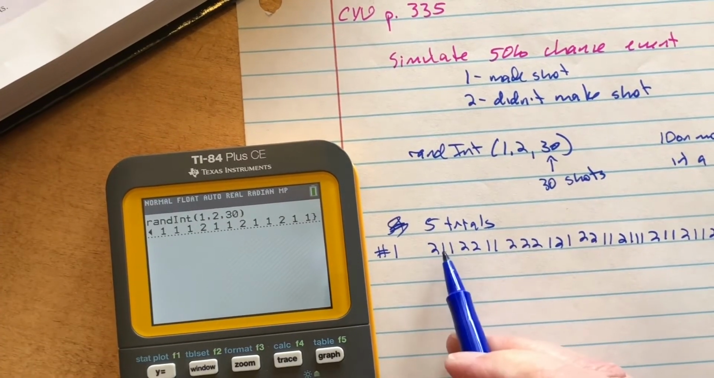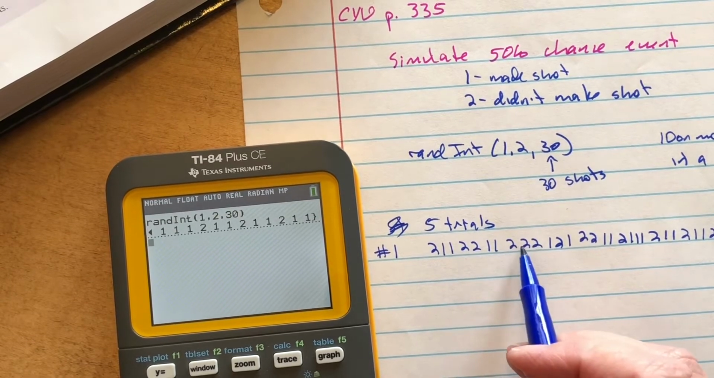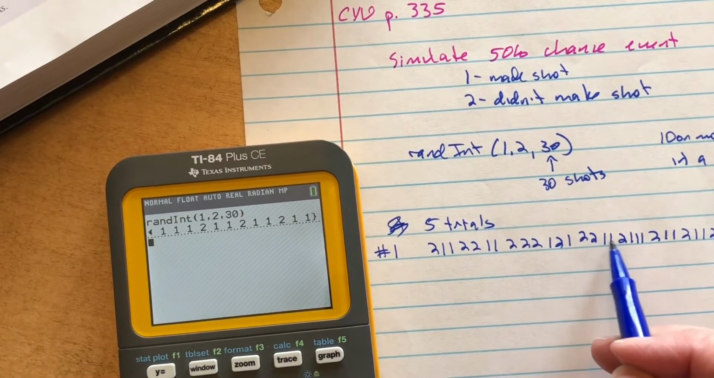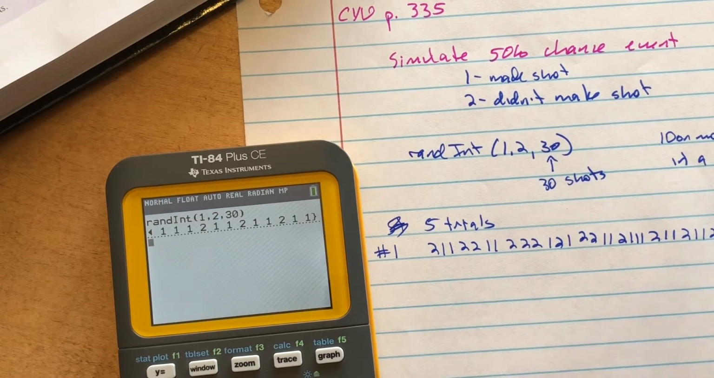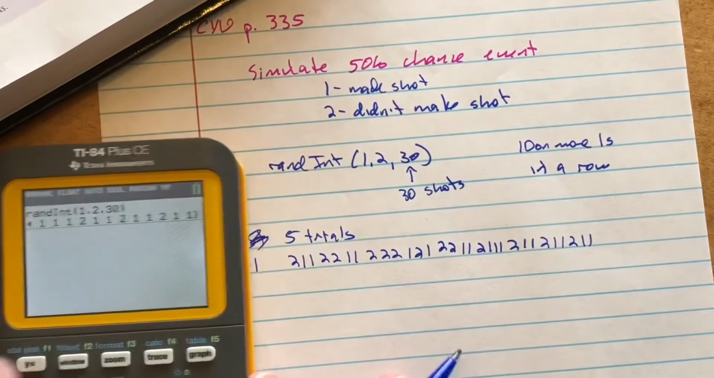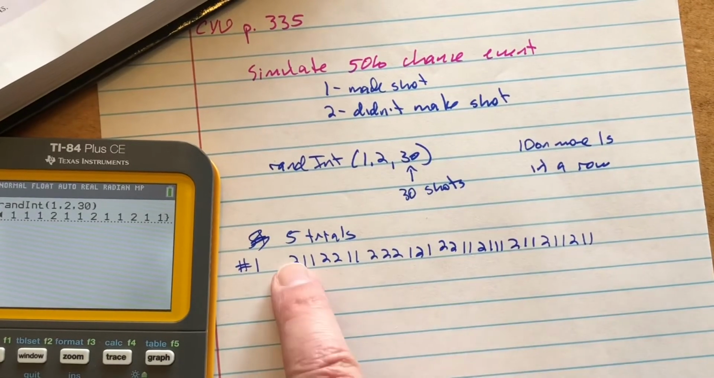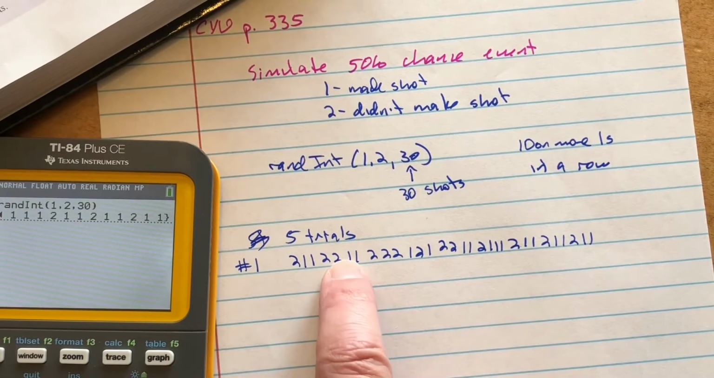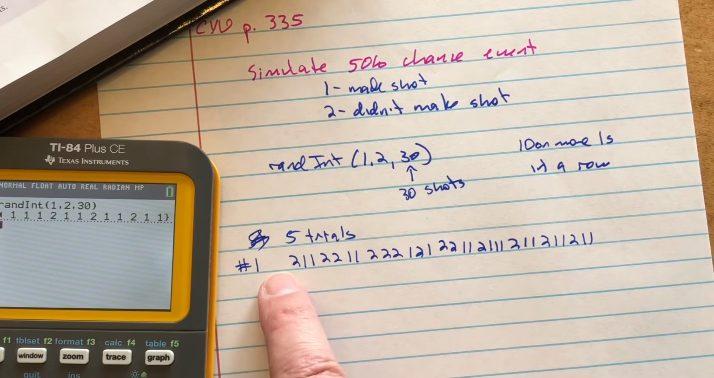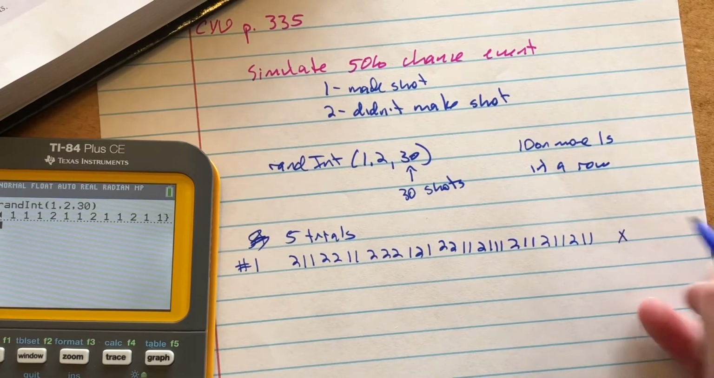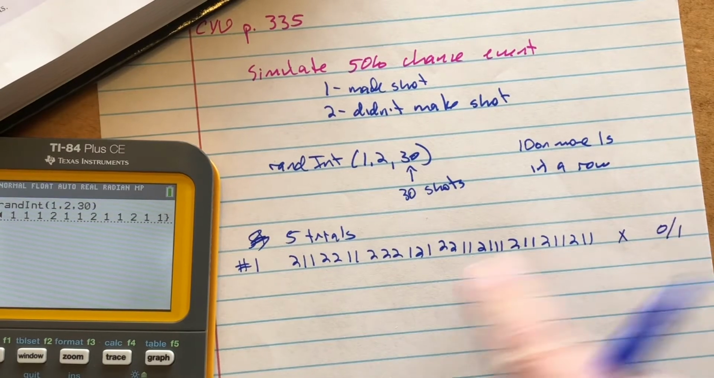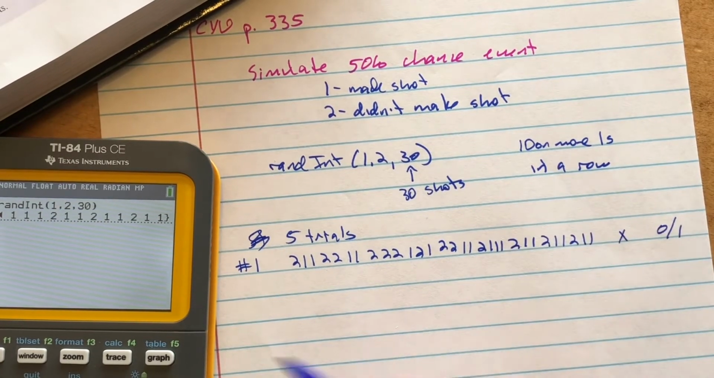Okay, make sure I got 30. 1, 2, 3, 4, 5, 6, 7, 8, 9, 10, 11, 12, 13, 14, 15, 16, 17, 18, 19, 20, 21, 22, 23, 24, 25, 26, 27, 28, 29, 30. Okay. Now, these represent 30 shots. So didn't make it, made it, didn't make it, made it, and so forth. Nowhere in here do I have 10 ones in a row. Okay? So this was not a success. So I got 0 out of 1 trial where I actually got 10 in a row.